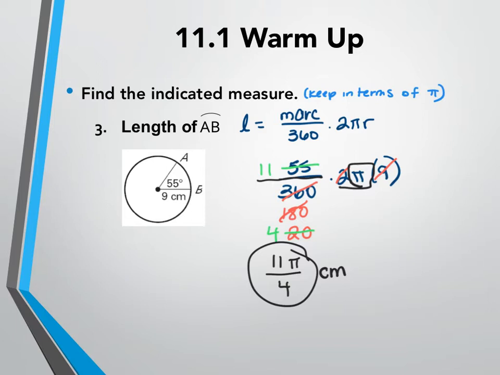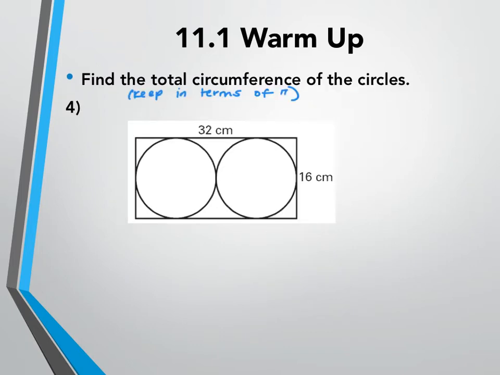Okay, so the length is a portion of the circumference. Correct. It's like the slice of the pizza, and the crust is the length. Yep. All right, this says find the total circumference of the circles and then keep them in terms of pi.